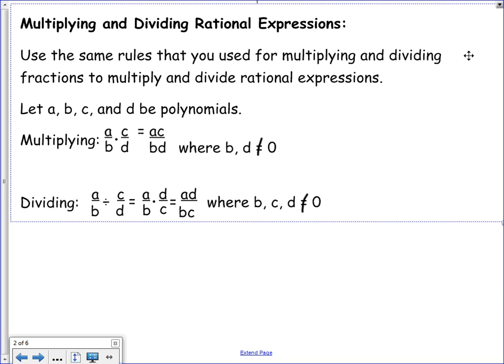So here we can see when we're multiplying rational expressions. Now remember, these are going to be polynomials that we're multiplying, not just variables. So A, B, C, and D are all polynomials. We're just going to multiply the numerators together, and multiply the denominators together, and then simplify. Again, our denominators can never be 0. Dividing, that's when we multiply by the reciprocal. So essentially we're going to be multiplying the numerator of the first fraction by the denominator of the second, and then simplifying that again.